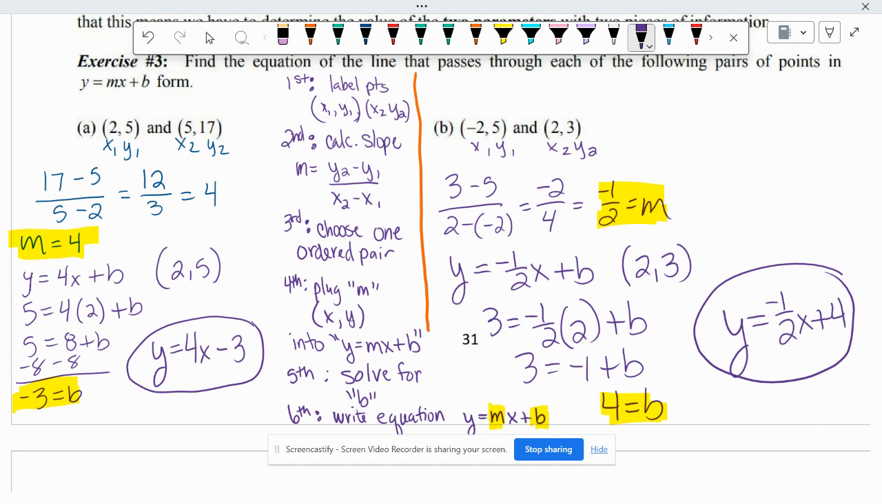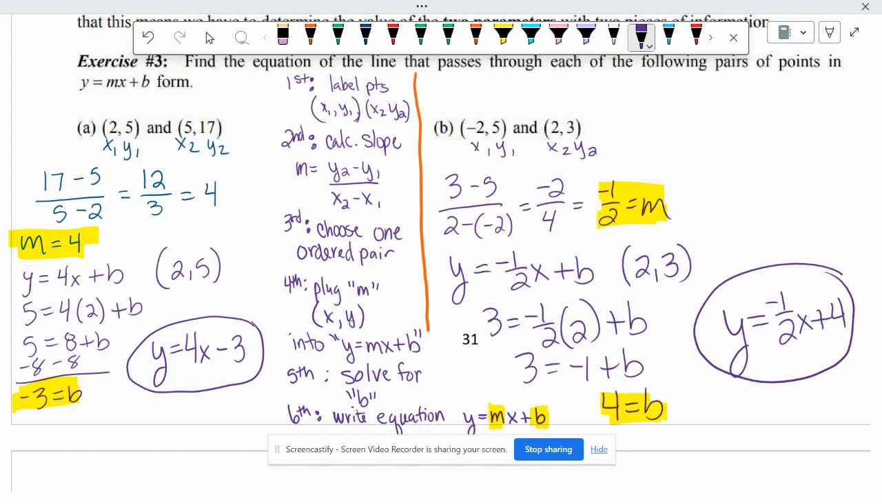For the second one, I calculated my slope at -1/2. Who did the second one? Did we get a slope of -1/2? Okay. So I write it out: y equals -1/2 times x plus b. I'm trying to solve for b, so I always write down what point I'm using. So I'm using the point (2, 3). So y is 3, x is 2, plus b.